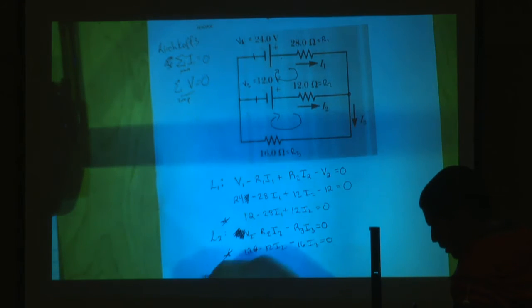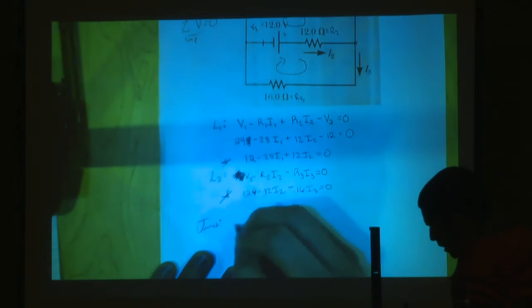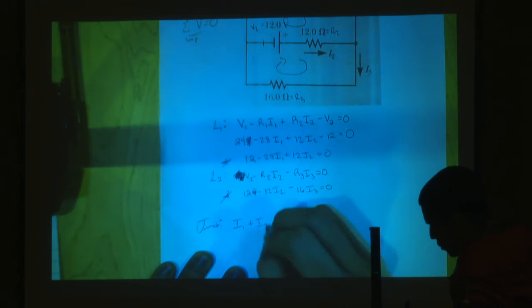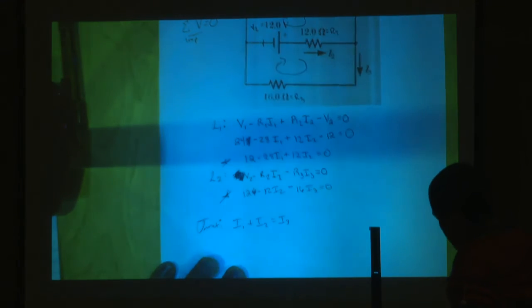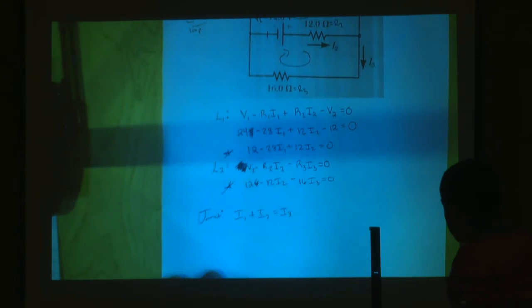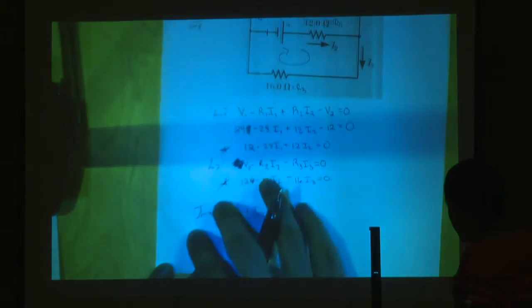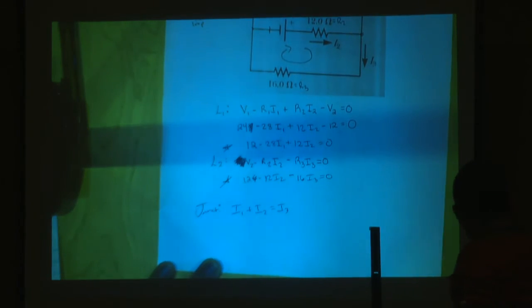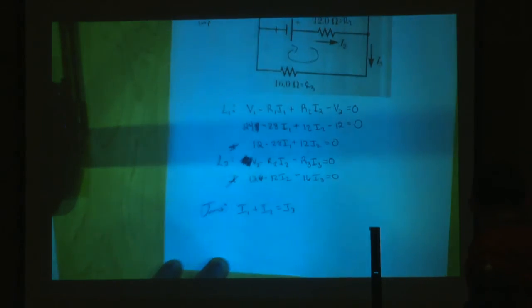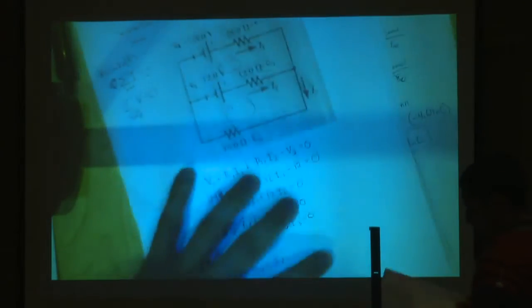Awesome. From the junction over there, we'll see that I1 plus I2 equals I3. I wish I did this up here so I had more math space, but that's okay. I have some paper over here. So I just added to my math space.